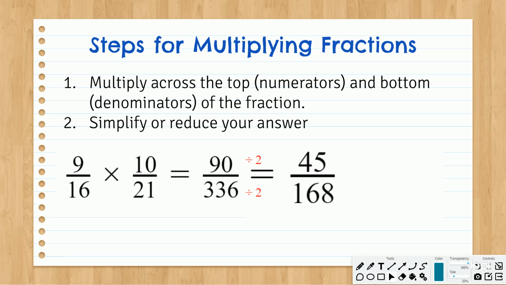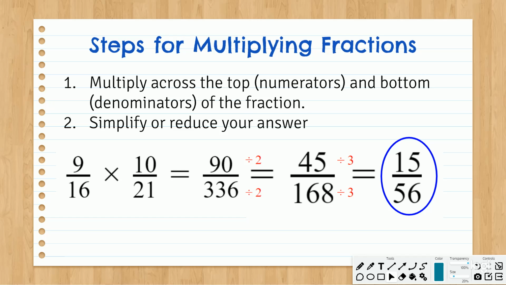Still not that nice looking of a fraction, so I need to see if I could divide that again by anything else. They're not both even numbers, but if I add the digits together, 4 plus 5 is 9, and 1 plus 6 is 7, plus 8 is 15. Both of those numbers are divisible by 3. So I could divide both those numbers by 3, and I end up with my final answer of 15 over 56.